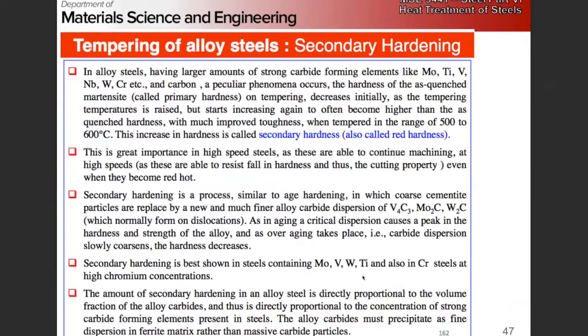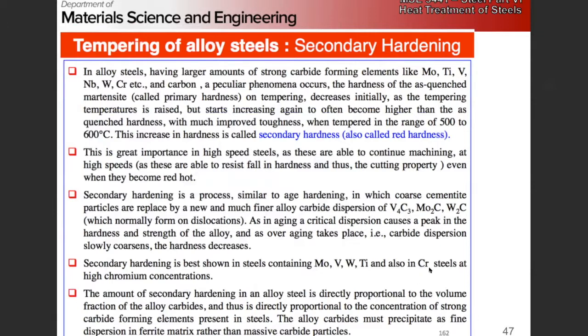Right. The big ones: molybdenum, vanadium, tungsten, chromium steels at higher chrome concentrations, right? This becomes a little tricky because higher chrome is also a very potent austenite stabilizer, right? Remember how we said chrome is kind of an anomalous one, that at low concentrations it's a ferrite stabilizer, then at high concentrations it's an austenite stabilizer, right? So you can get secondary hardening.